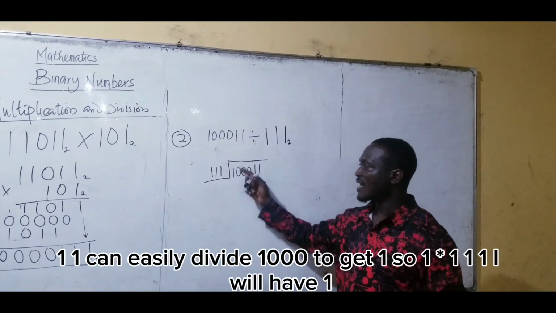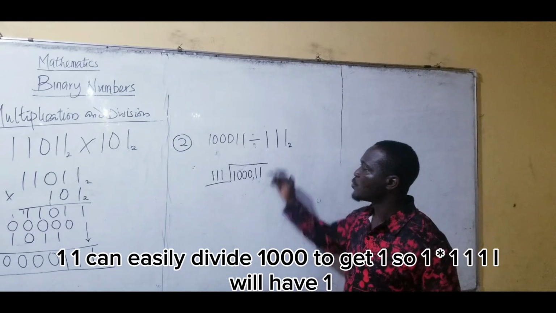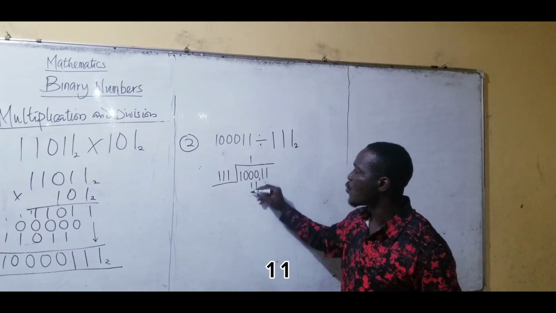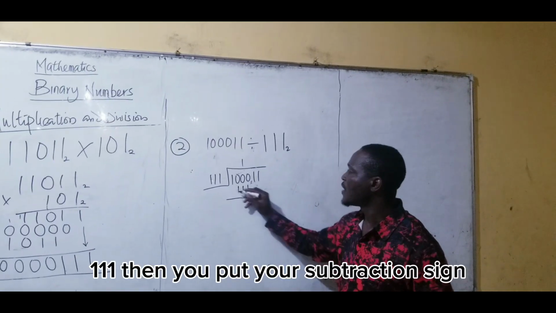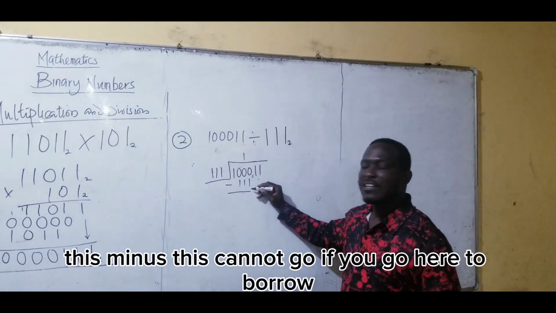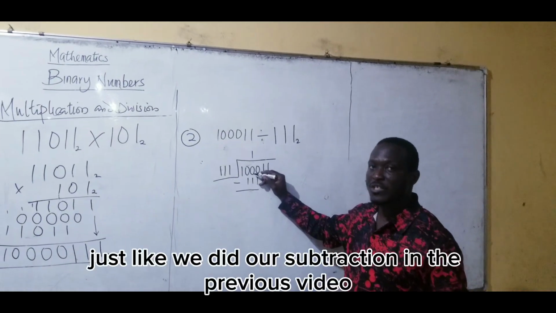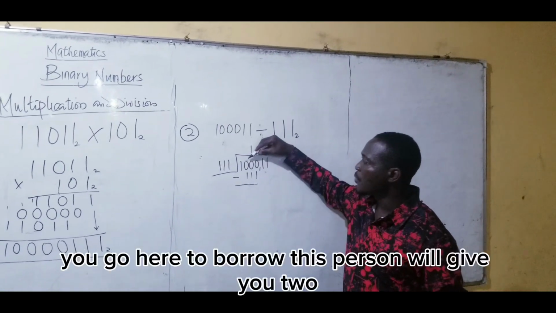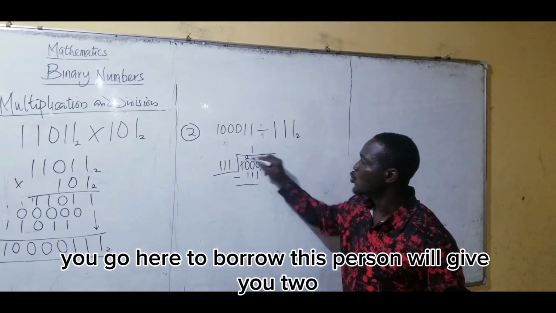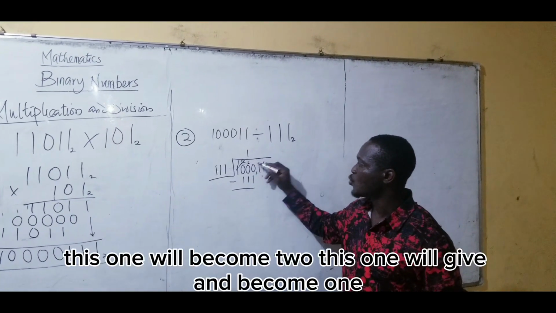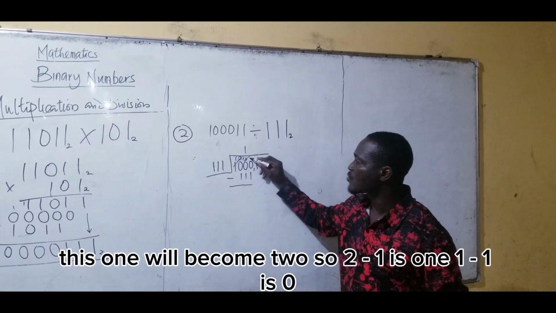So 111 can easily divide 1000 to get 1. So 1 times 111, I will have 111, triple 1. Then you put your subtraction sign. This minus this cannot go. It will go here to borrow, just like we did our subtraction in the previous video. You go here to borrow, this one will give you 2, and it will give this one and remain 1. This one will become 2. This one will give and become 1. This one will become 2.